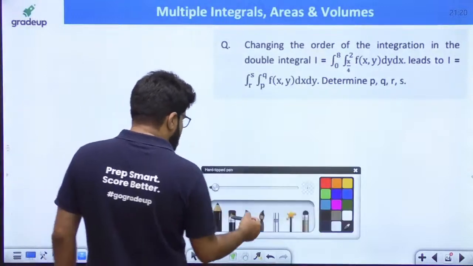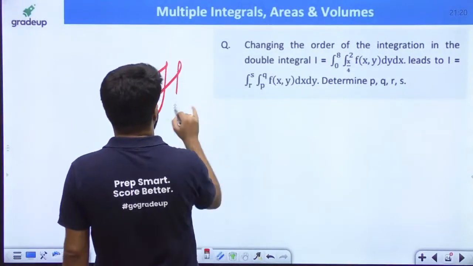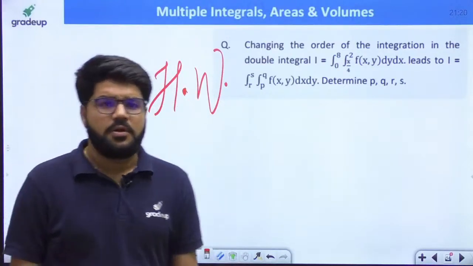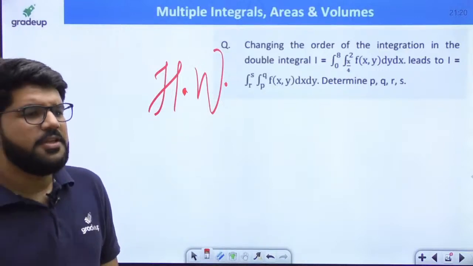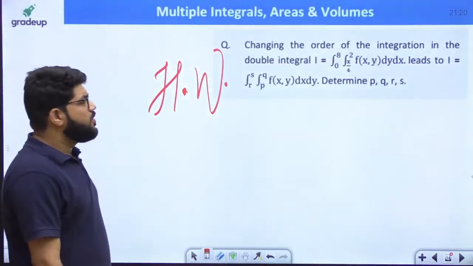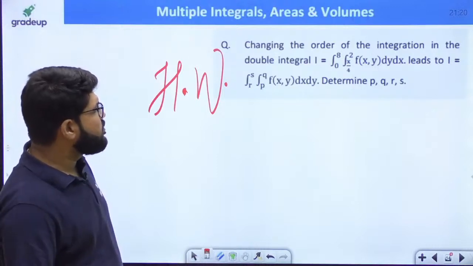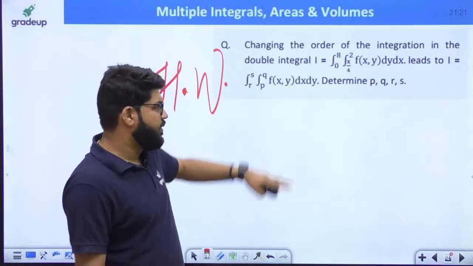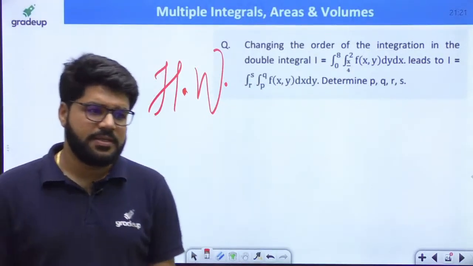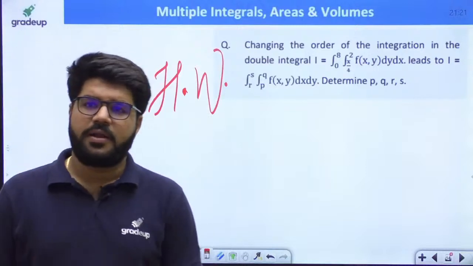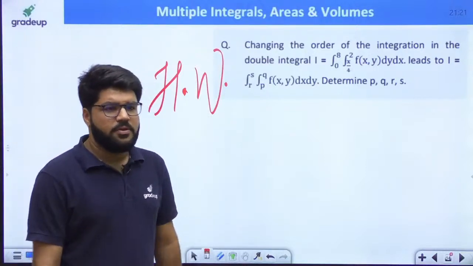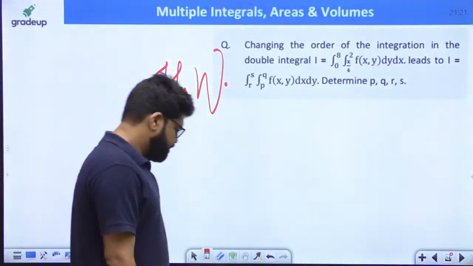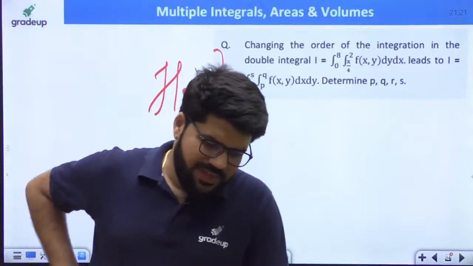So guys, one homework related to this. Changing the order of integration in the double integral 0 to 8, x by 4 to f(x,y) dy dx leads to I equal to integral r to s, p to q f(x,y) dx dy. Determine P, Q, R, S. That is one of the homework, guys. Please try to attempt this homework.